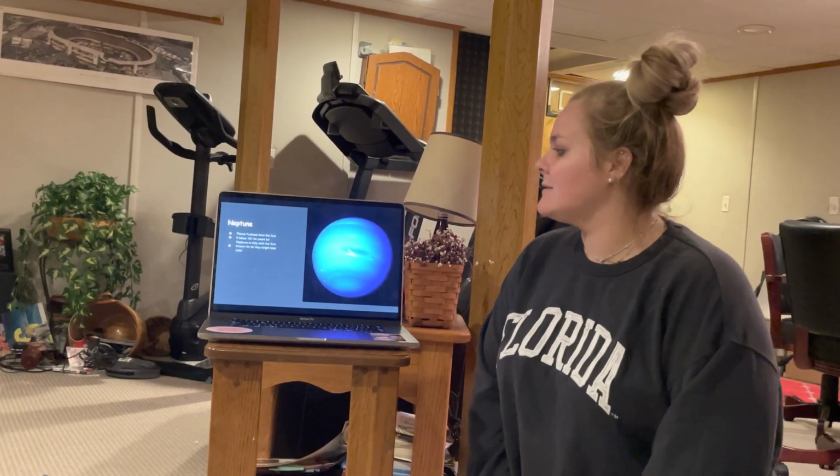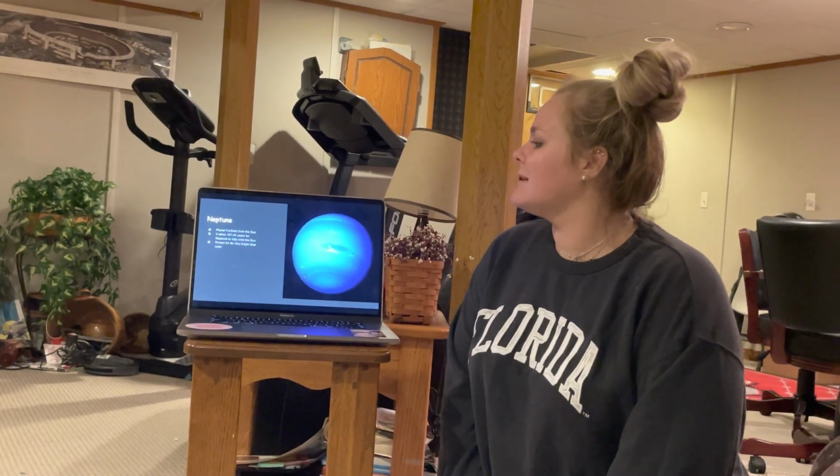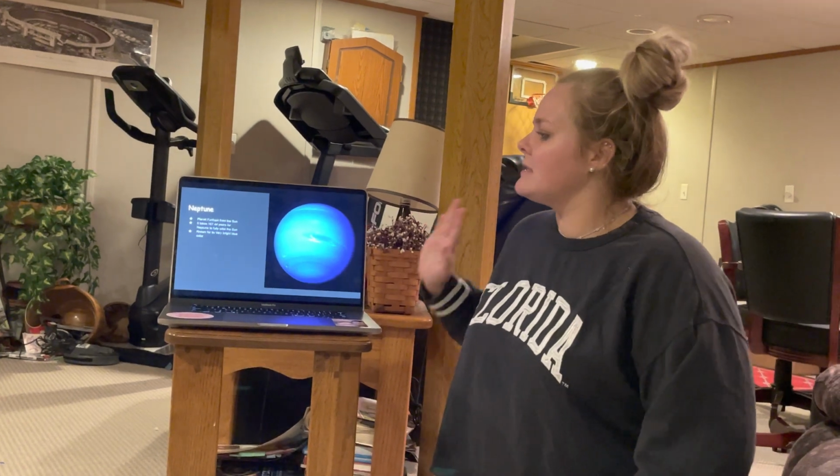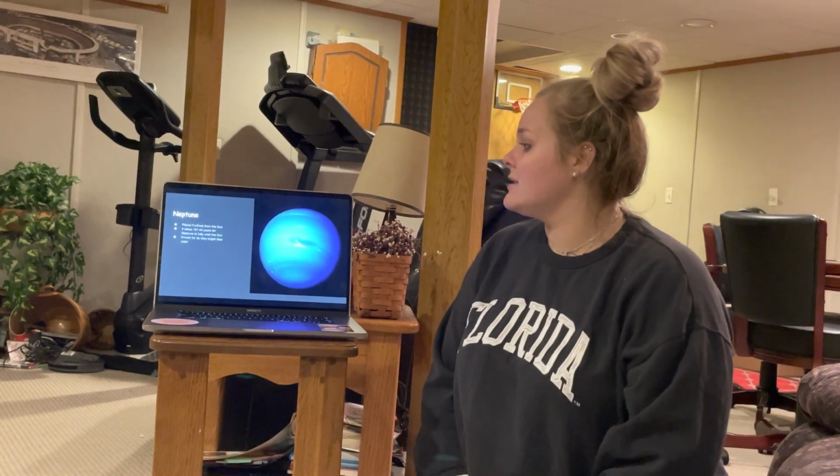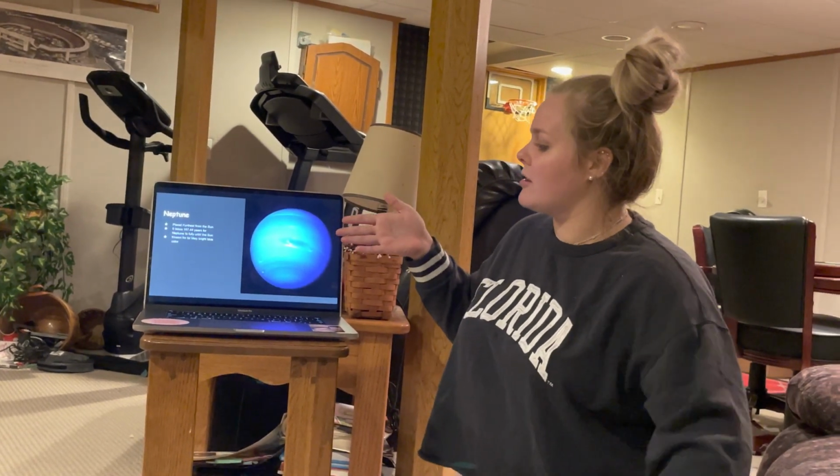And the last actual planet in our solar system is Neptune. It's the furthest from the sun, and it takes 167 Earth years for Neptune to fully go around the sun. Isn't that crazy? Yeah. And then Neptune is known for the very bright blue color it has.